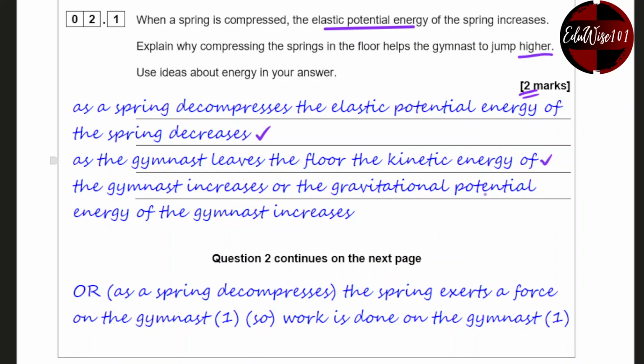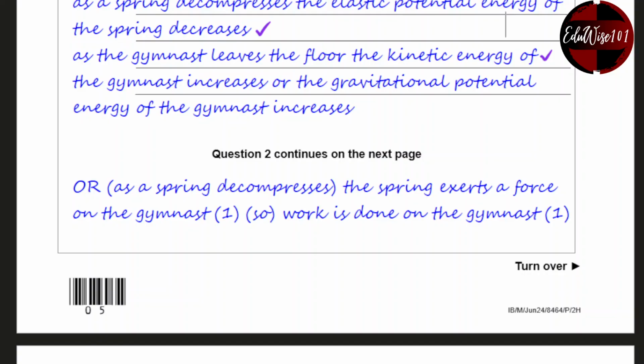Or you could explain this in terms of force and work done. You could say, as the spring decompresses, the spring exerts a force on the gymnast. So work is done on the gymnast. When you're doing work done, remember work done equals the force multiplied by the distance moved. So the higher the distance moved, the more the work done.